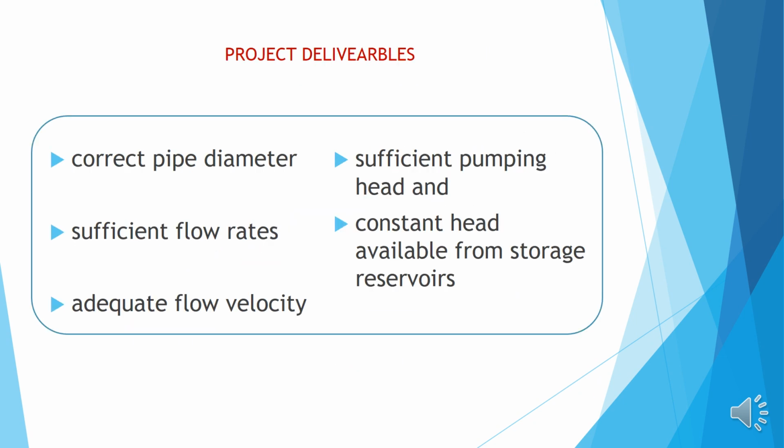The project deliverables are to come up with the correct pipe sizes. That's to get the pipe diameter using the Ethernet software by doing so many trials. Also to get a sufficient flow rate, which must not be more than 1.5 meters per second, and then the adequate flow velocity, and then there must be a sufficient pumping head so that there is always constant supply without any shortcomings.